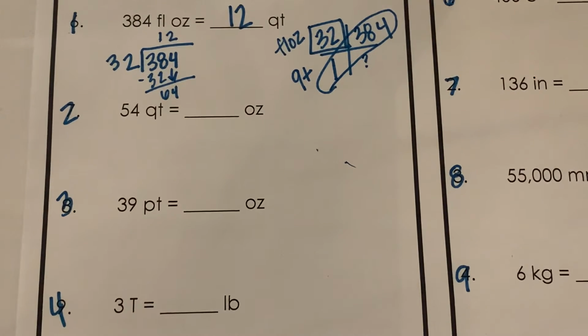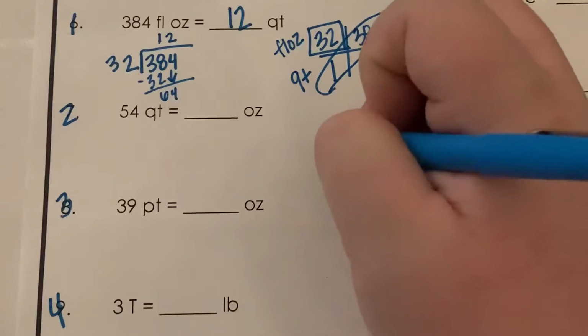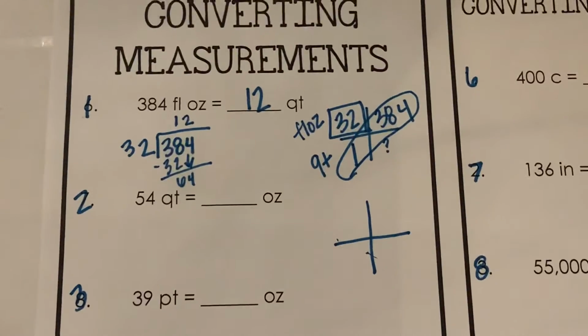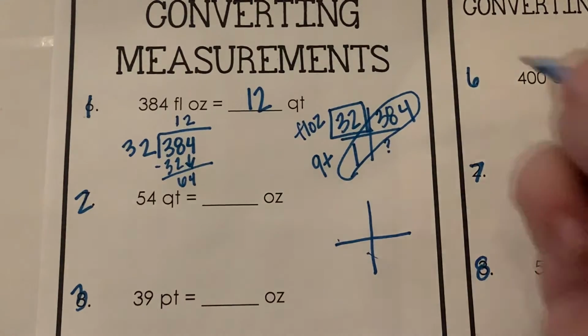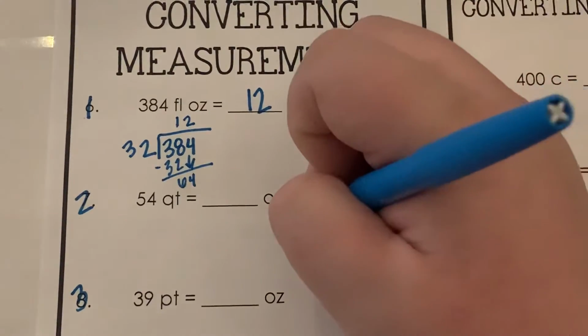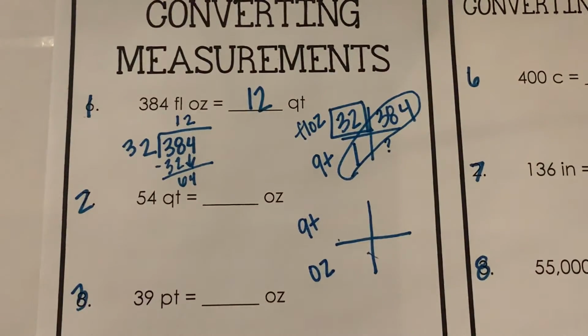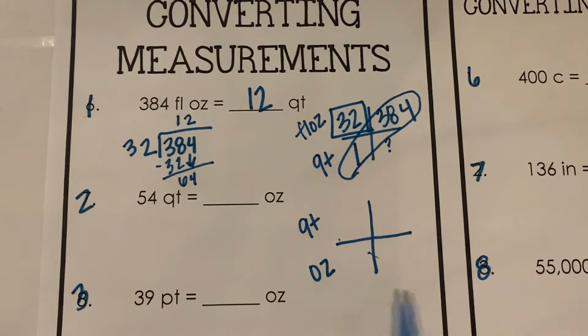So step 1, set up your window. Step 2, find your labels. What are my labels for this question? Quarts and ounces. It does not matter if you put quarts on top or ounces on top, but you have to label it. That's the only way you know you're keeping the things together. If you screw up where you put them in this chart, then your answer is going to be wrong. Okay, now we get to go over to our formula chart and find quarts and ounces.